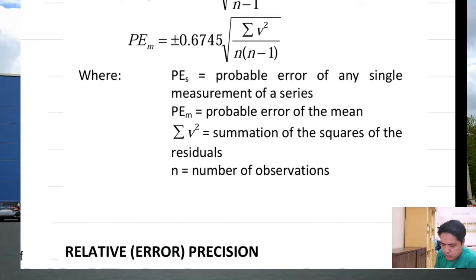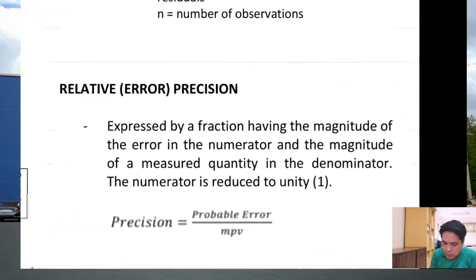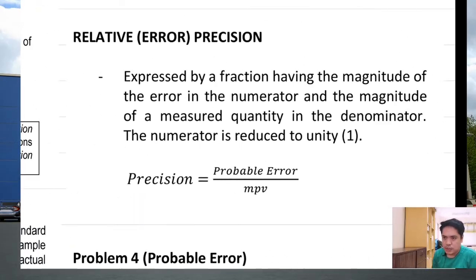Where, of course, PE sub S and PE sub M are the probable error of any single measurement of a series, or the probable error of the mean. Then this is the summation of the square of the residuals, and N is the number of observations. Okay? Then we also have relative precision or relative error.